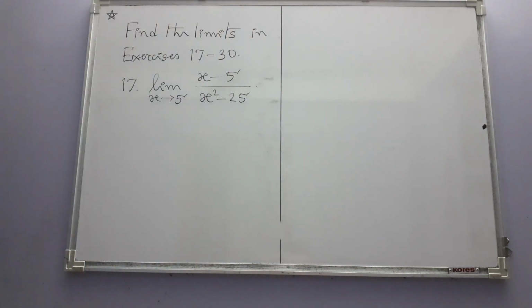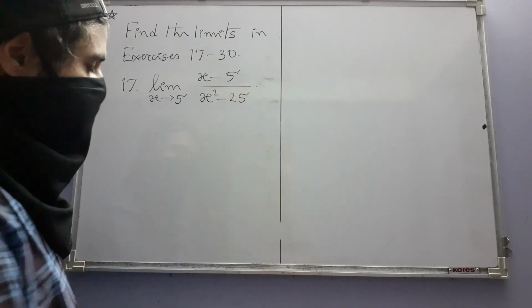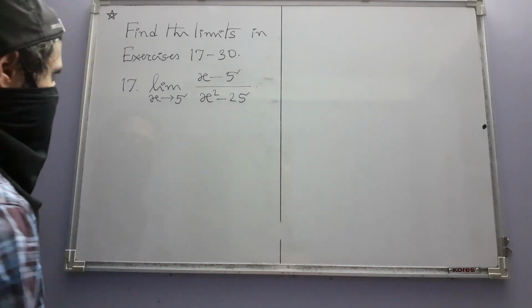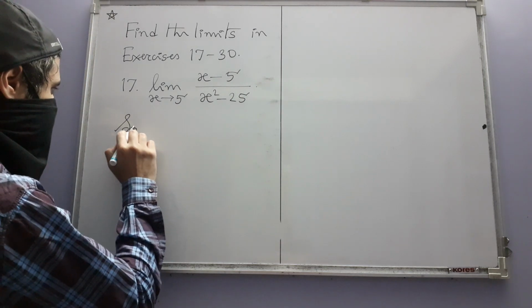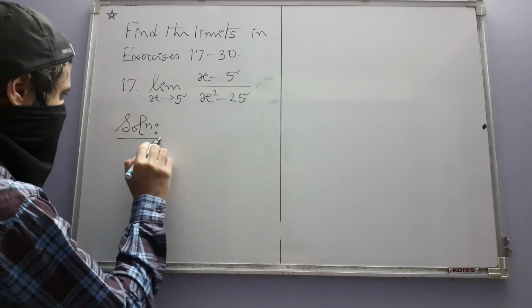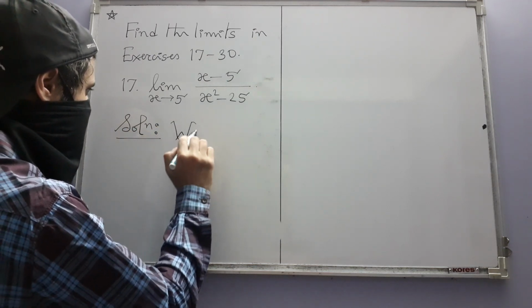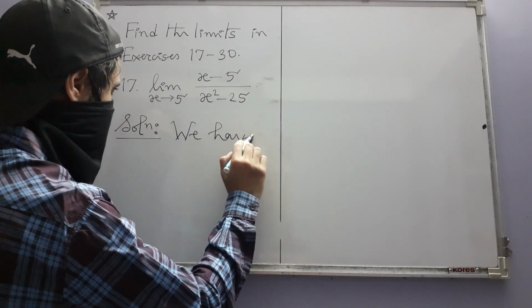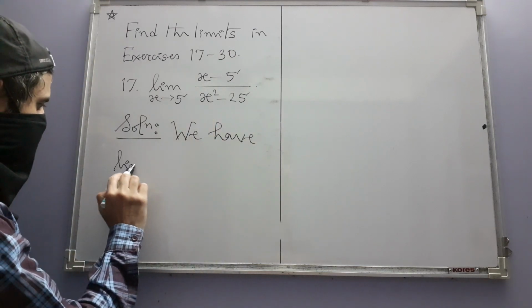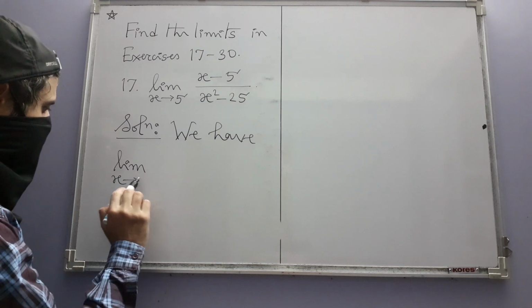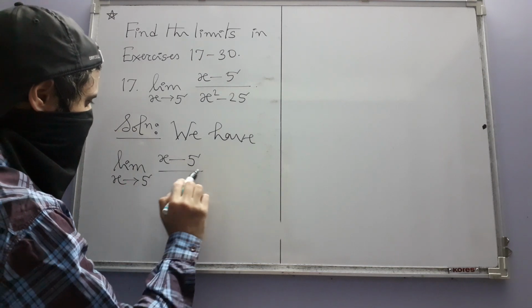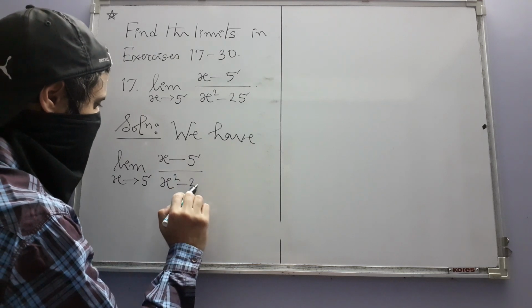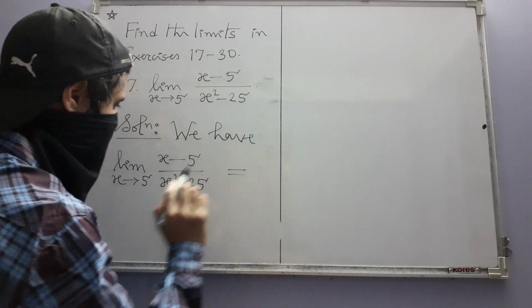Okay, so let us next continue with these from exercise 17 through 30. So the 17th one is this limit. Solution: x minus 5 over x squared minus 25.